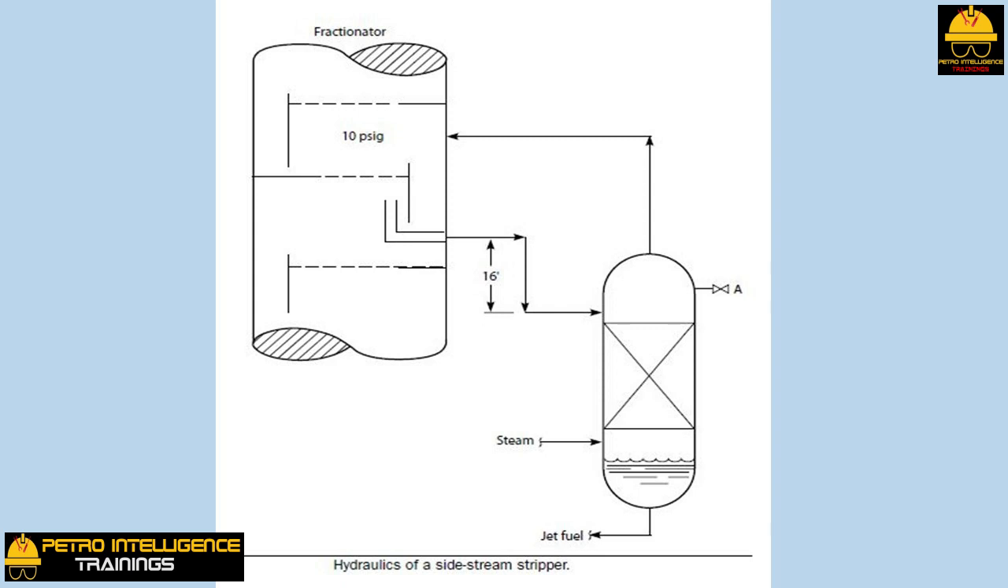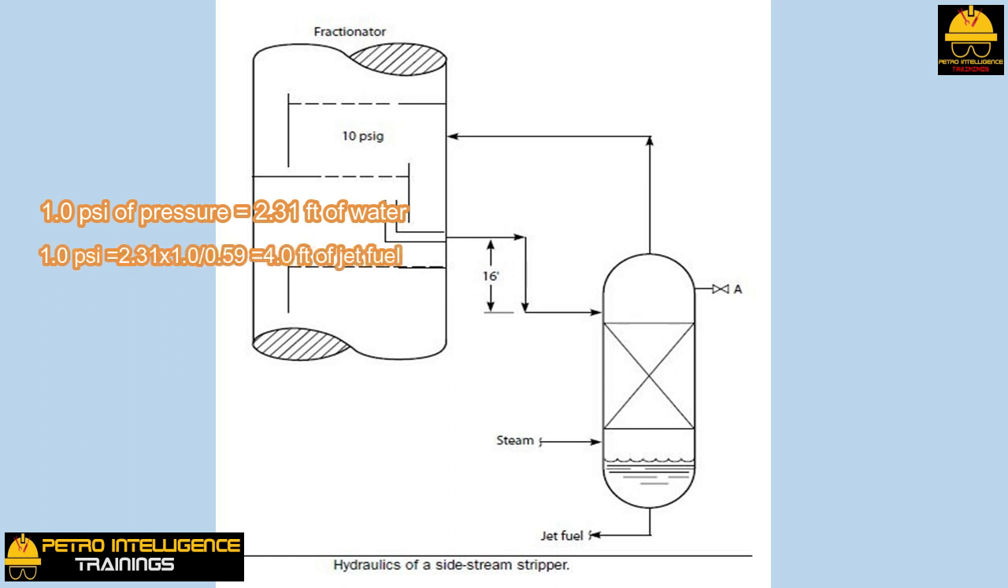Let us assume that the specific gravity of the unstripped jet fuel was 0.59. Also, note that for water, which has a specific gravity of 1.0, 1 psi of pressure equals 2.31 feet of water. This means that the pressure head of a column of water 2.31 feet high equals 1 psig. The height of a column of unstripped jet fuel equal to a pressure head of 1 psig is then 2.31 times 1.0 divided by 0.59, which is equal to 4.0 feet of jet fuel.